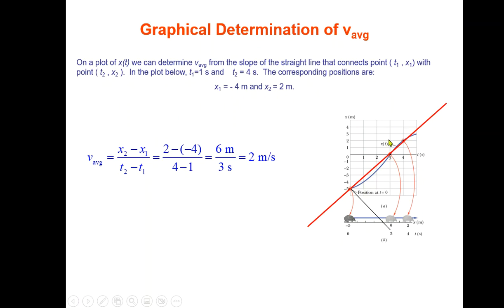So the change in position, our displacement, is final minus initial. Remember, our initial was a negative value, so 2 minus -4 is 6 meters. So 1, 2, 3, 4, 5, 6. From here to there is 6 meters. And then from 1 second to 4 seconds, 4 seconds minus 1 second is 3 seconds. 6 meters divided by 3 seconds is 2 meters per second.